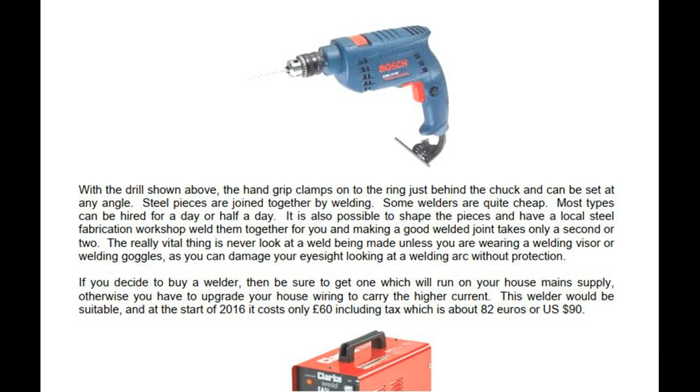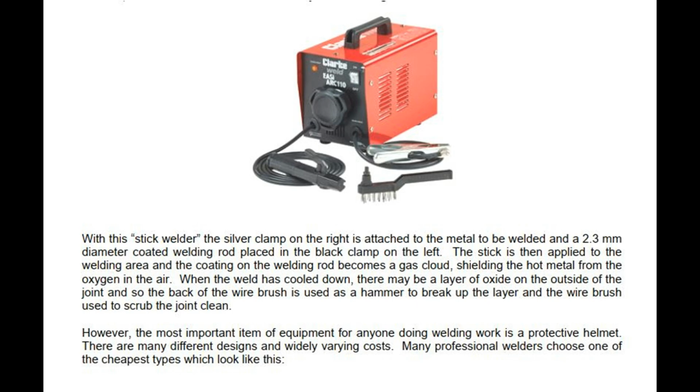This welder would be suitable, and at the start of 2016 it costs only £60 including tax, which is about €82 or US $90. With this stick welder, the silver clamp on the right is attached to the metal to be welded, and a 2.3 mm diameter coated welding rod placed in the black clamp on the left. The stick is then applied to the welding area, and the coating on the welding rod becomes a gas cloud, shielding the hot metal from the oxygen in the air.